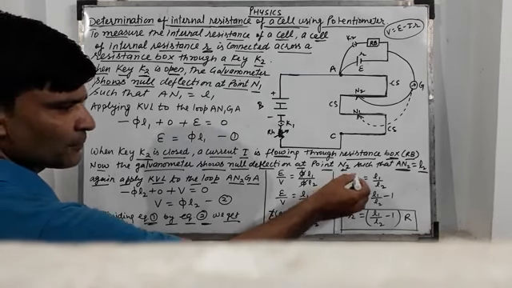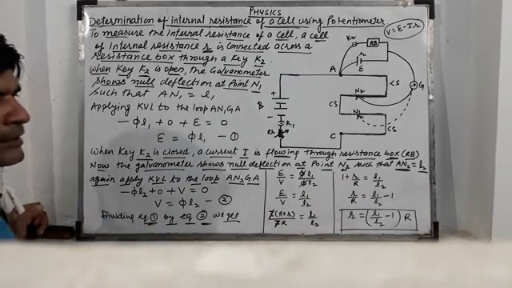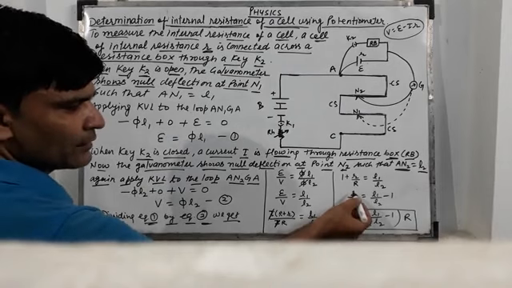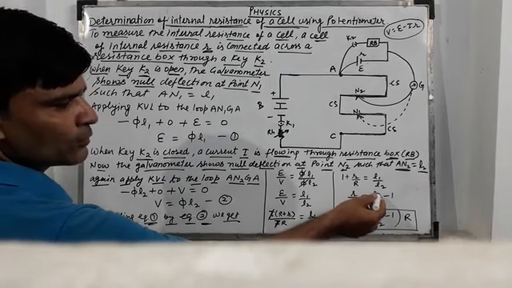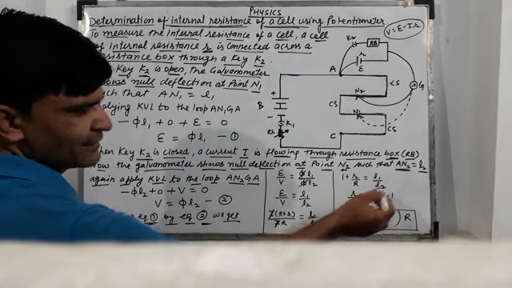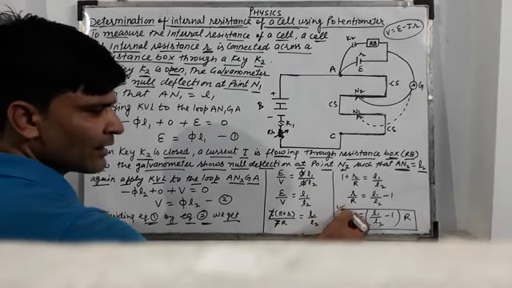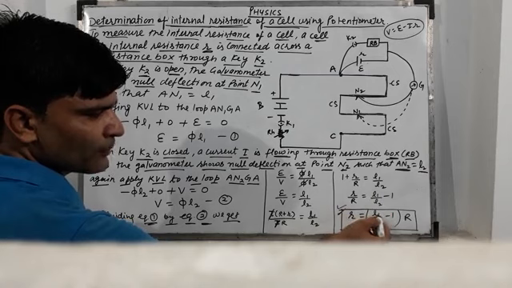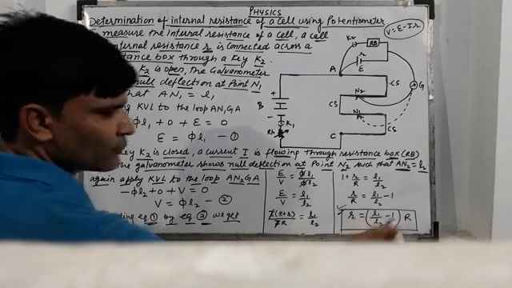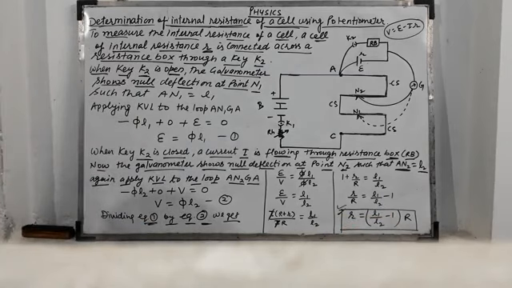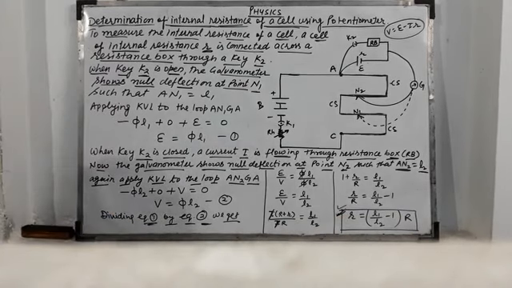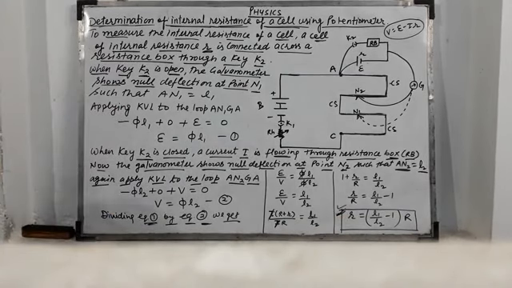So we get 1 plus r upon capital R is equal to L1 upon L2, and small r upon capital R is equal to L1 upon L2 minus 1. Finally, r, the internal resistance, is equal to L1 upon L2 minus 1 into R. This is the required expression for internal resistance, and this is the last of this chapter.